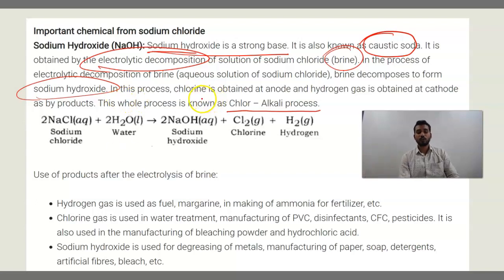In this process, what we see is chlorine is obtained at the anode and hydrogen gas is obtained at the cathode. Remember this: chlorine is obtained at the anode and hydrogen gas is obtained at the cathode as a byproduct. This process is known as the chlor-alkali process.